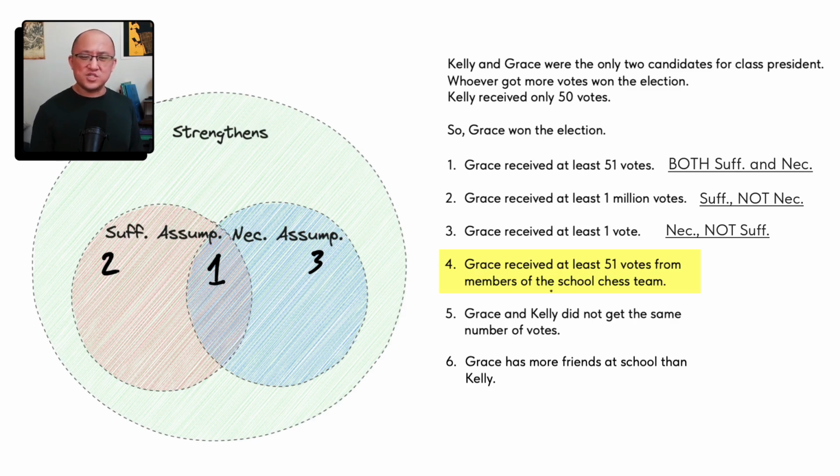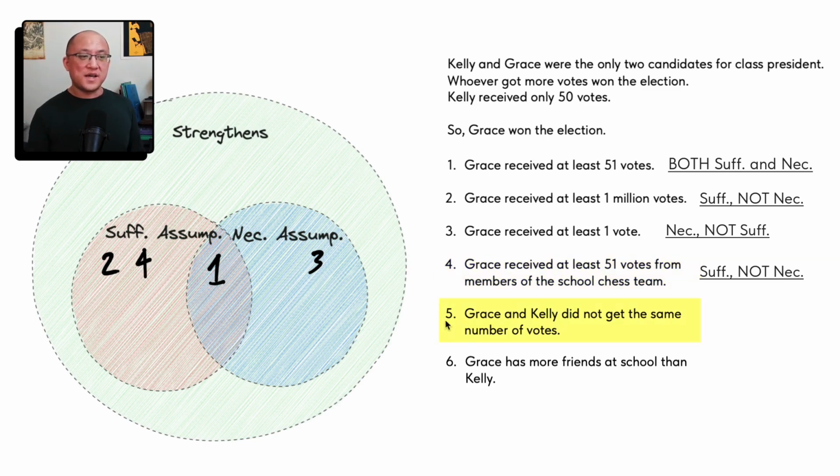Why does it have to be the chess team? Maybe she got 51 votes from the football team, from just anyone, from a random student. So it would not hurt this argument to say that she didn't get the votes from the chess team. That proves that this is not a necessary assumption. Number 4 is something that is just a sufficient assumption. And by the way, number 4, you can think of as an example of an answer that is too specific to be necessary. There was no reason that we had to be so specific about where the votes came from.